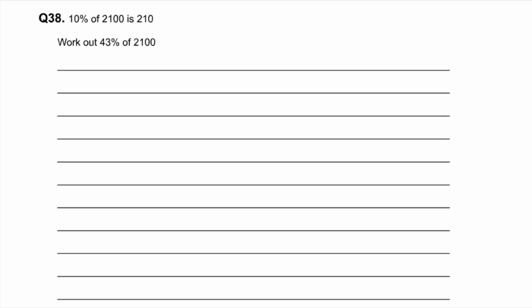Question 38. 10% of 2,100 is 210. Work out 43% of 2,100. Okay, so I want to get 43, so I could use 10%, 10%, 10%, 10%. I could also just multiply it by 4 if you prefer adding up, multiplying by 4. Not much in it. And then if I got 1% and 1% and 1%, I can add all those up. It's quite a long list, isn't it? That's going to give me 43%.